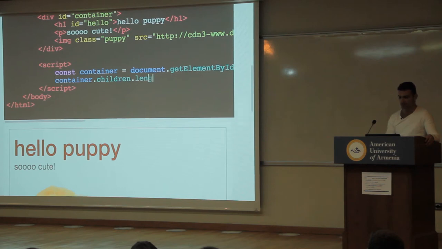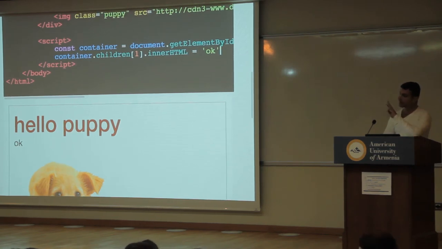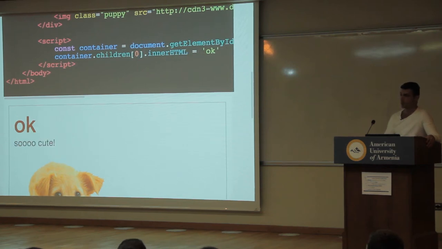Okay, interesting. So instead of length, let me do index of 1. And let me set the inner HTML of that to, okay. Look what happened. Think about it. We have three things under container: this, and the puppy, right? Index of 1 means which one? The second one, because it's 0, 1, then 2. If I did index of 0, hello puppy would swap, and I would get okay. Make sense? If I don't do this, of course, the original remains.